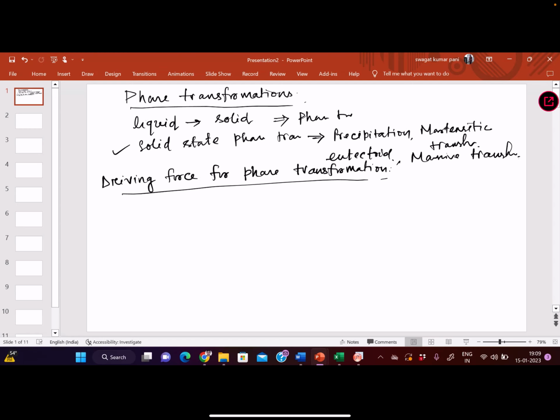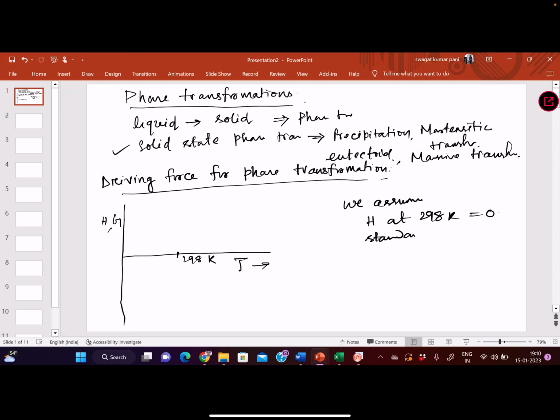So first, let us consider one graph. Enthalpy, or on this side we can take G, both, and on this axis we have temperature. So suppose this is our 298 Kelvin and we assume enthalpy at 298 Kelvin is equal to zero. This is considered the standard state, at normal atmospheric pressure, at P equal to 1 atmosphere. We usually assume this.